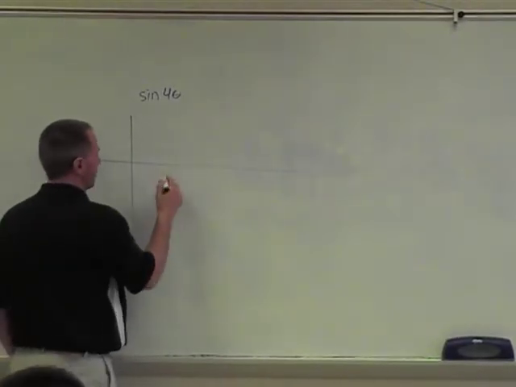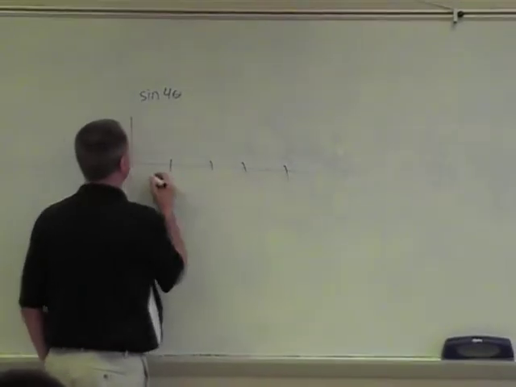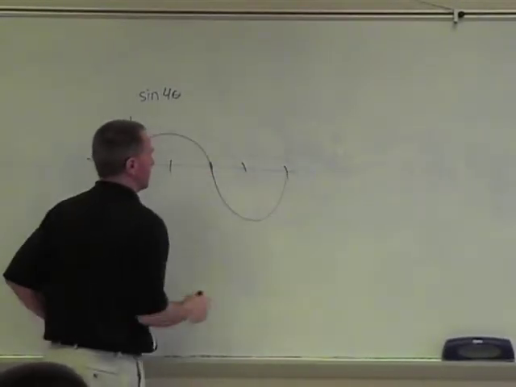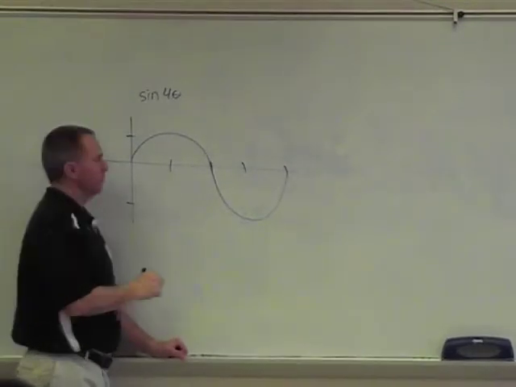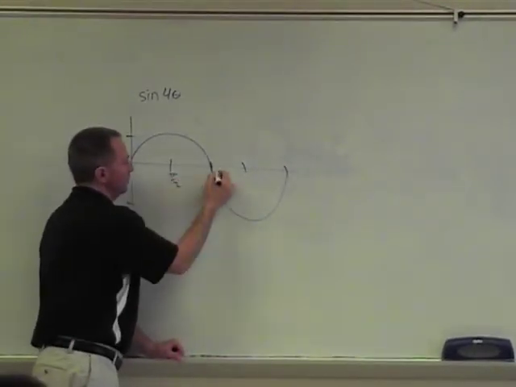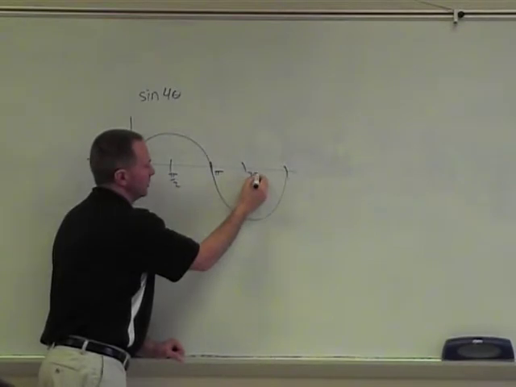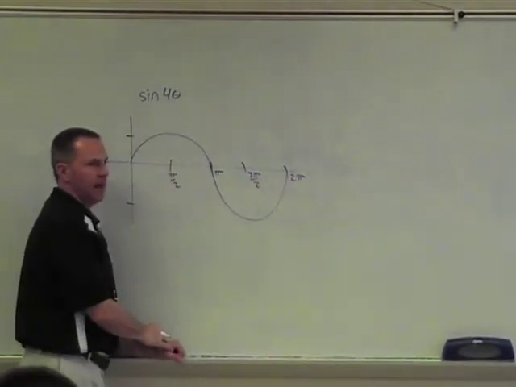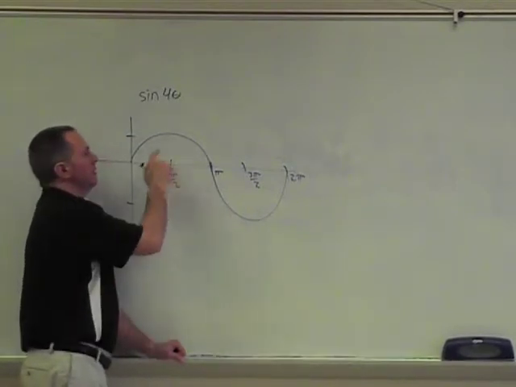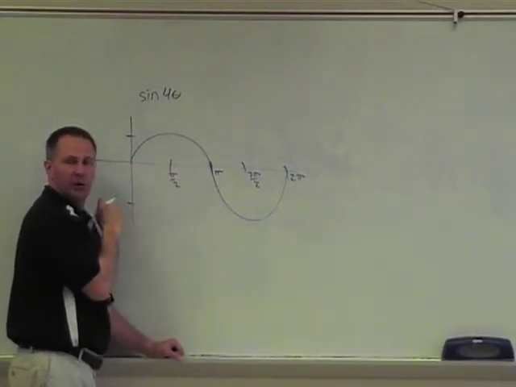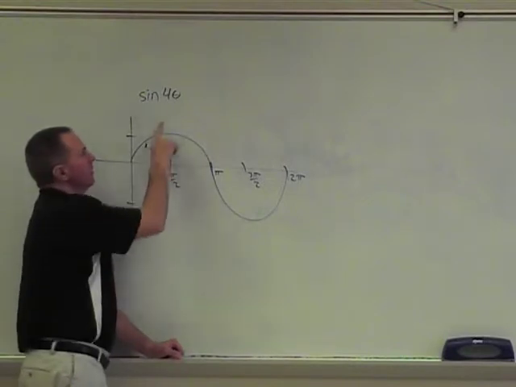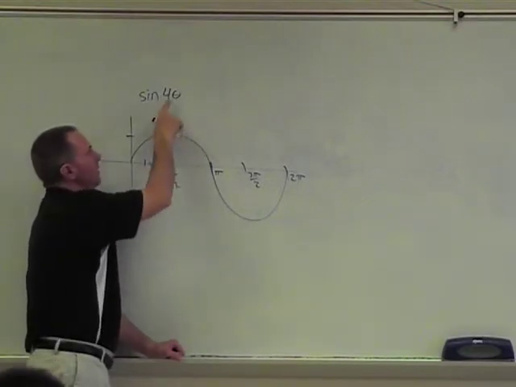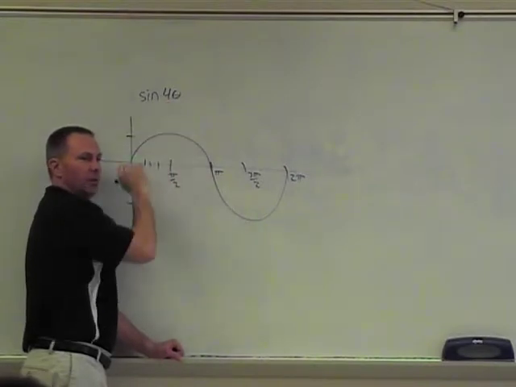So here's my typical graph here. There's my sine function. This is pi over 2, this is pi, this is 3 pi over 2, and this is 2 pi. Now what happens to our generic graph if we take each of these values that we had and multiply by 4? Watch what happens.